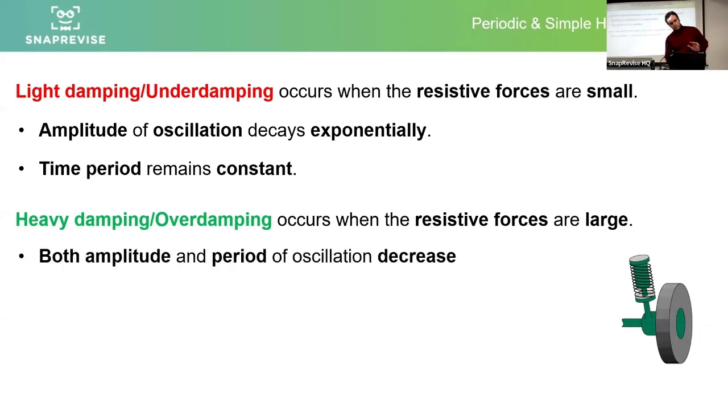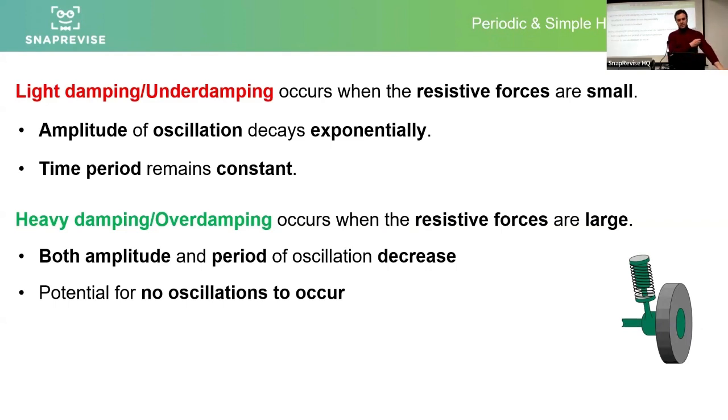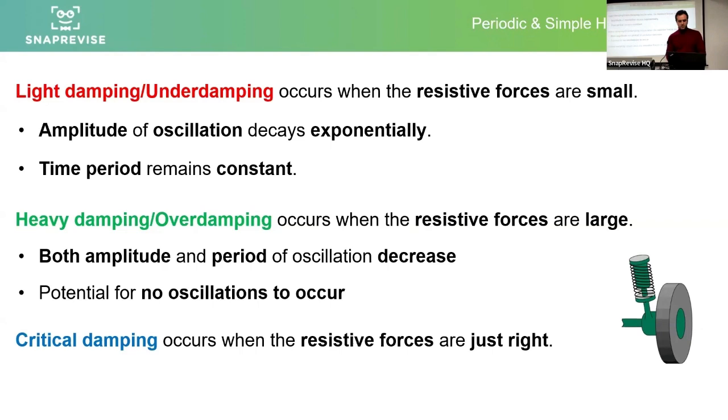If you are exerting heavy damping, your period essentially almost disappears. You don't really have oscillation motion. You'll see on the next slide when we give you a graph, is that it stops oscillating. There's a potential for no oscillations to occur at all. So of course the period is affected, and the amplitude decreases, as you might expect.